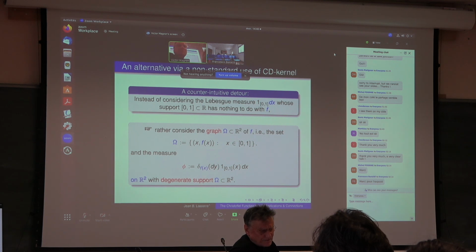It's 2 dimension. And now you consider the measure phi, which is the marginal on x is just the indicator of the [0,1]. And given x, the conditional is just at the point f of x.